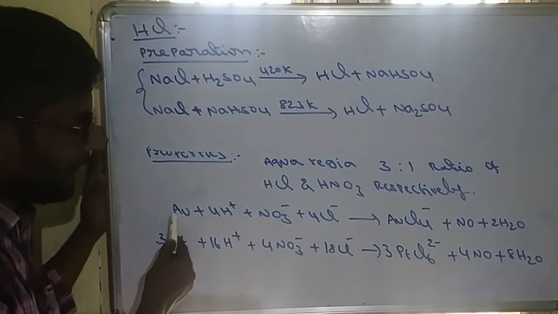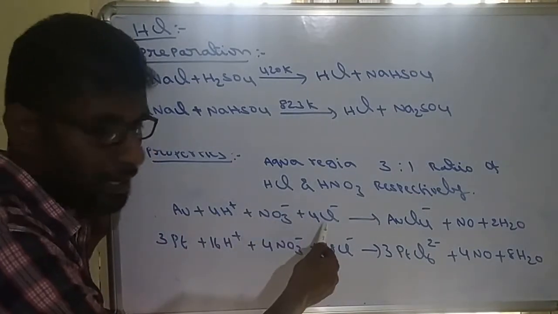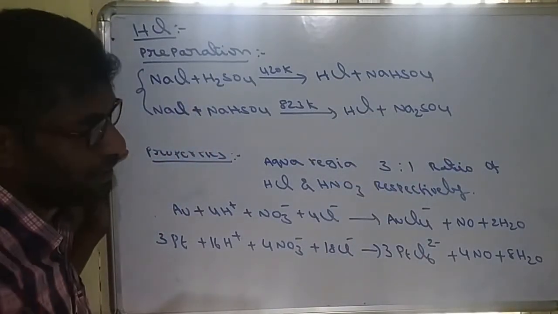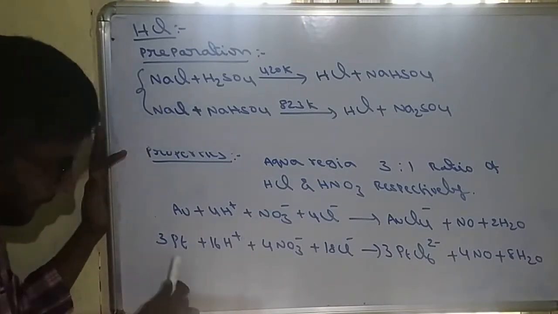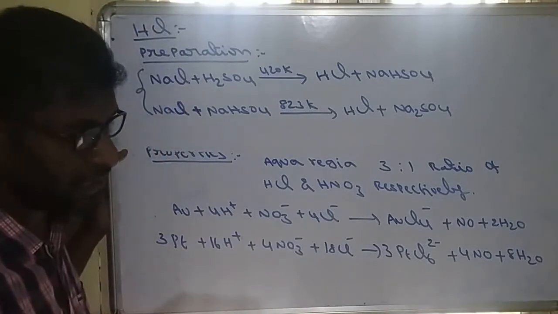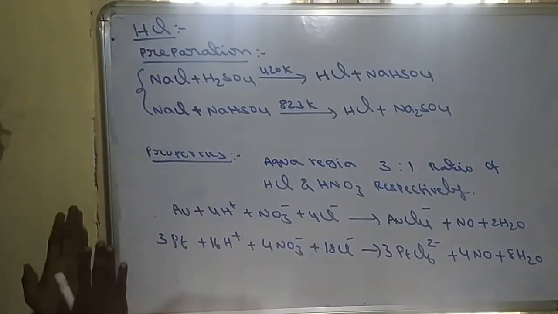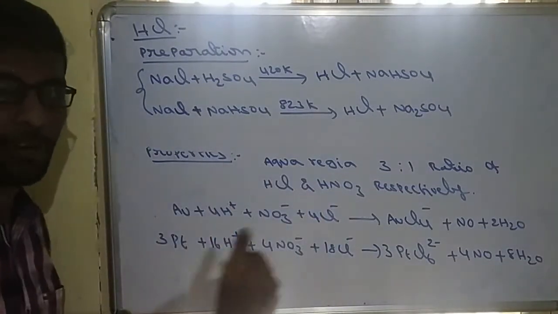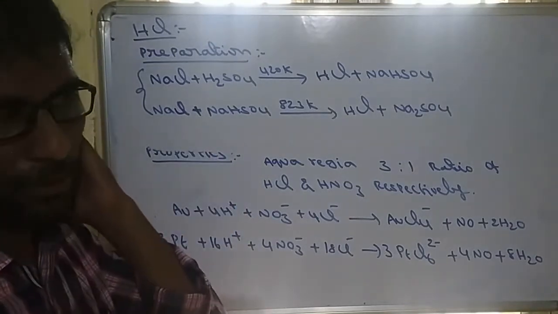When gold combines with aqua regia, which contains H+, NO3- and Cl- ions, we get the formation of gold chloride, AuCl4-, and the release of nitric oxide gas. Similarly, platinum combined with aqua regia forms the complex PtCl6 2-. Both of these are complexes. Simply, noble metals form complexes in aqua regia, which means they can be dissolved in aqua regia. These are the important properties of hydrochloric acid.